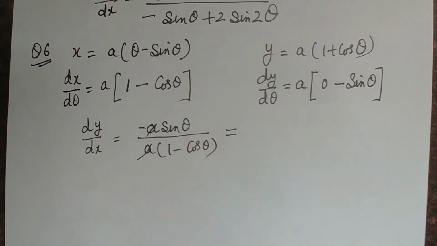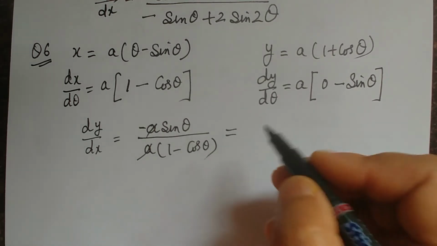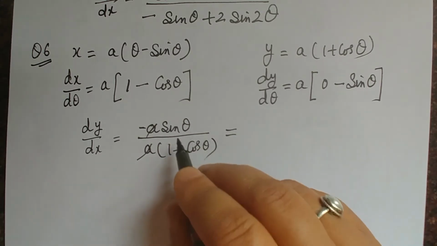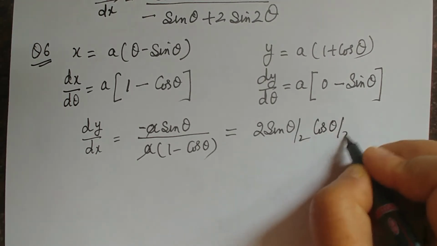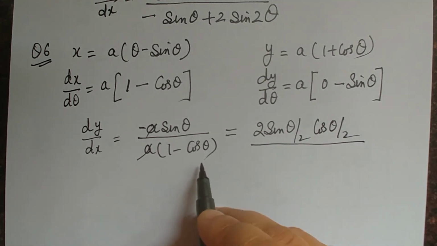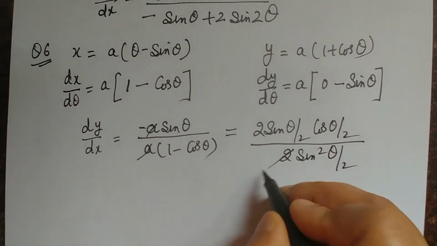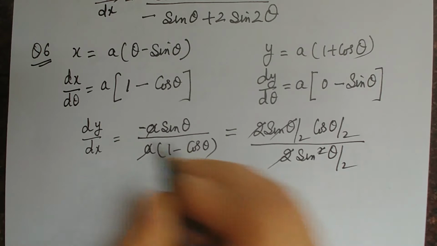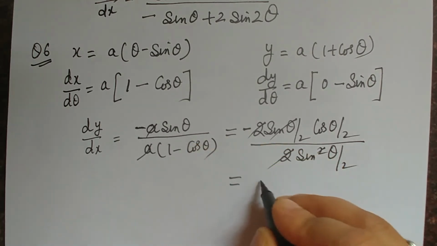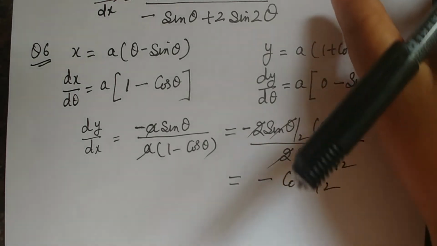Now here what I can do is use some concepts of trigonometry to simplify it in a few steps. So sine theta, again using the sine 2 theta formula, can be written as 2 sine theta by 2 cos theta by 2. And what is 1 minus cos theta? You know it. It is 2 sine square theta by 2. Okay. So I can just cancel it and I'll get the answer. This minus sign is already there. So it is minus cot theta by 2. Okay. So this is how we find the derivative of question number 6.